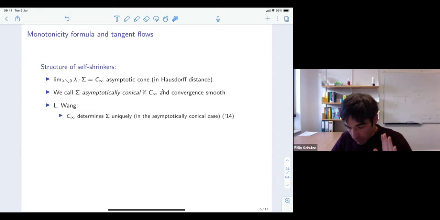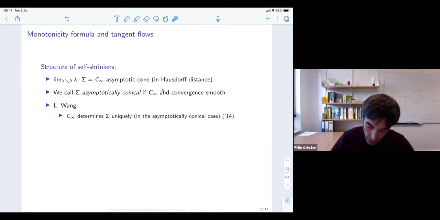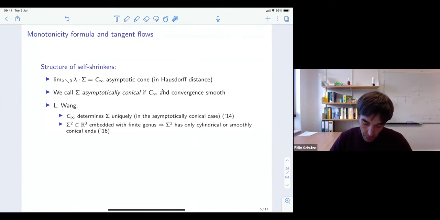Since time is getting a bit short, I will not explain how to get this. It's a backwards uniqueness result. You think of this idea of flowing into the cone, and then this comes from a backwards uniqueness result for the heat equation and for mean curvature flow. Another result of Lu Wang shows that if you take a two-dimensional self-shrinker in R3 with finite genus, then you can prove that it has only cylindrical or smoothly conical ends.